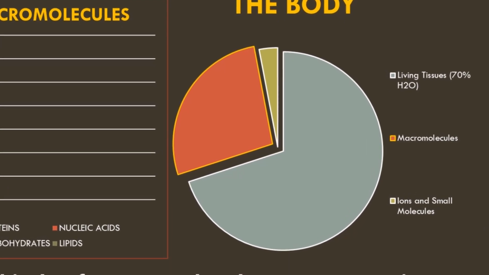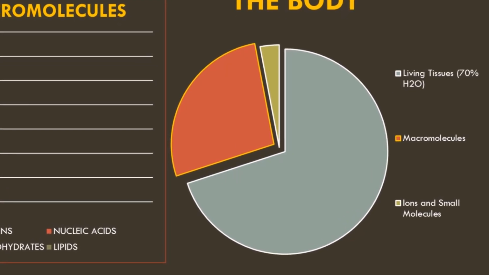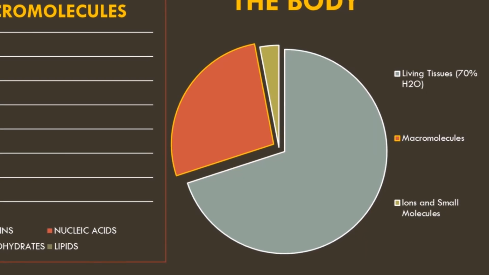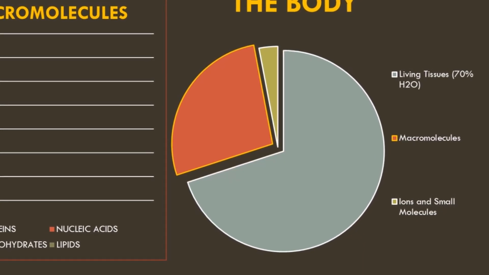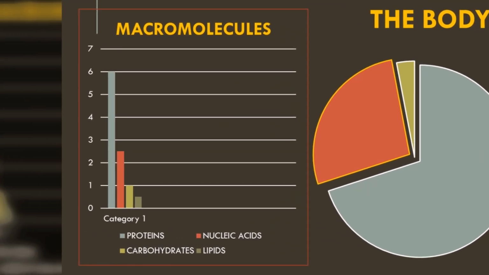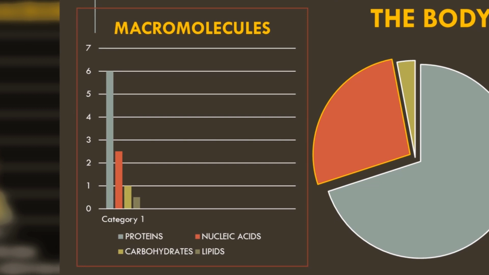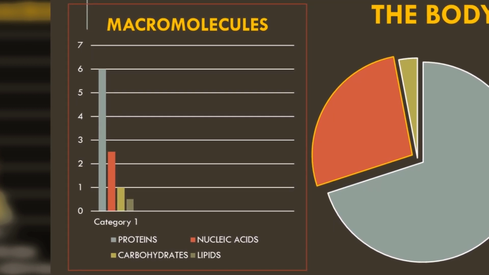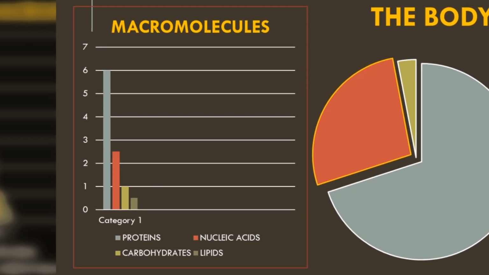Ang ating katawan ay binubuo ng tissues kung saan 70% nito ay tubig. Maliban sa living tissues, nagtataglay rin tayo ng macromolecules, ions, at smaller molecules. At sa apat na macromolecules, ang may pinakamataas na bahagi nito ay ang proteins, na sinundan ng nucleic acid, carbohydrates, at lipids naman ang panghuli.